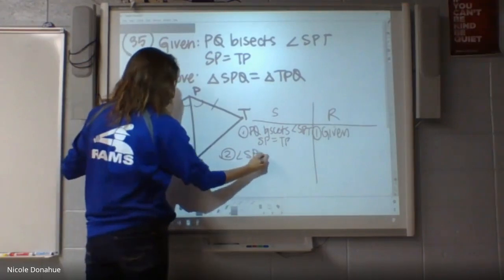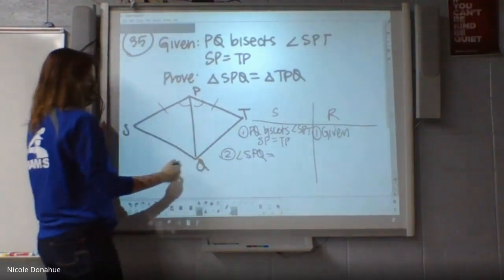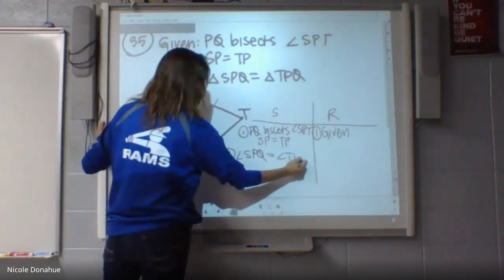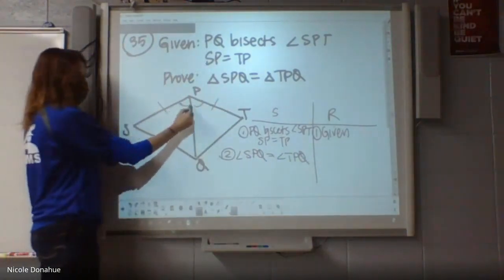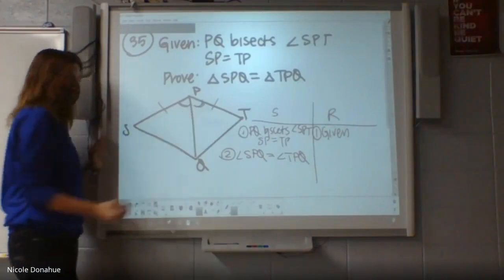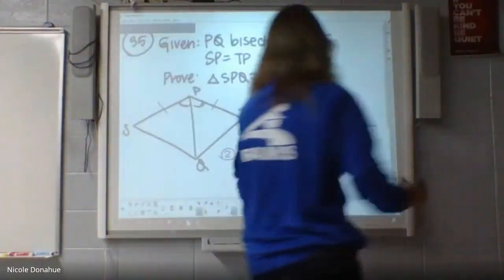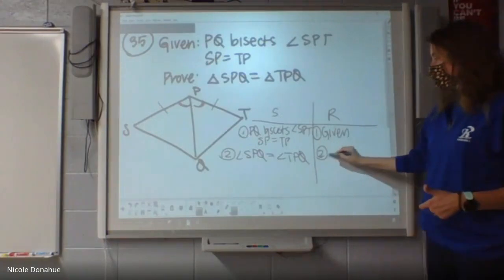So SPQ equals TPQ. So those angles are congruent. So I just mentioned these angles being equal. And again, it's because we bisected the angle. So angle bisector.